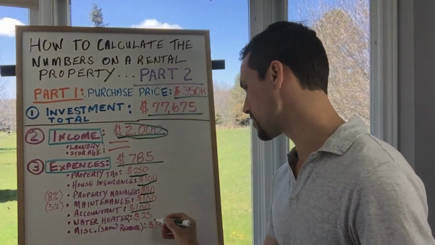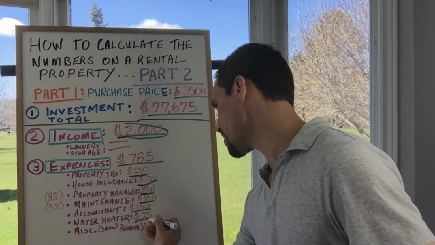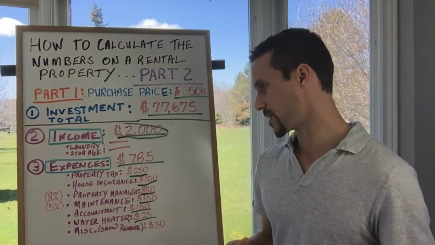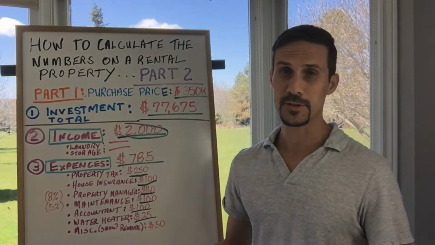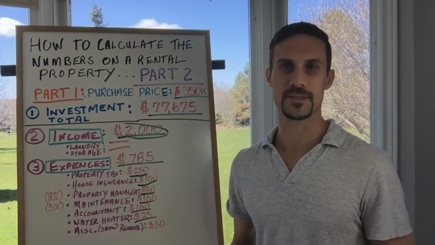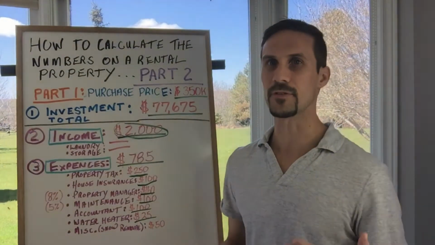So I put in $25 a month for the water heater. And then I've also had a little bit of a column down here for miscellaneous again. Maybe you're doing the snow removal for your tenants, maybe you're doing the lawn, maybe there's something else that comes up, but there's a little bit of a buffer again.